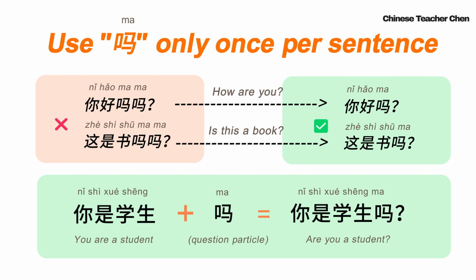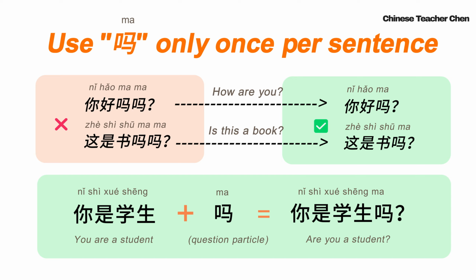Now, a related and very simple tip. One 吗 is enough. If you're using 吗, just use it once. You never need two. For example, don't say things like 这是书吗吗? One 吗 clearly marks the sentence as a question. Adding another is like putting two question marks at the end of a sentence in English. It's just unnecessary.